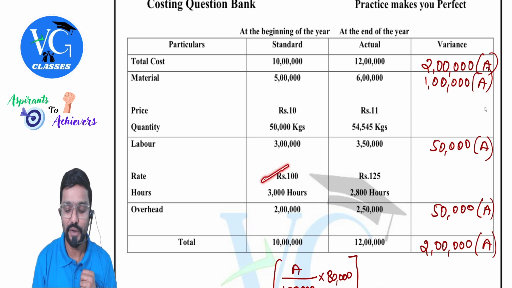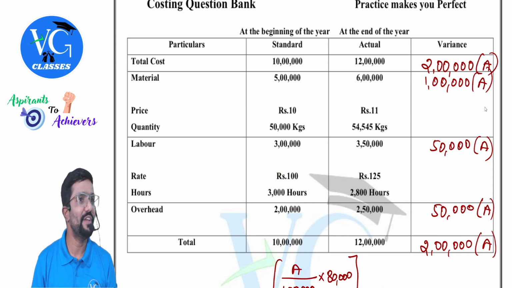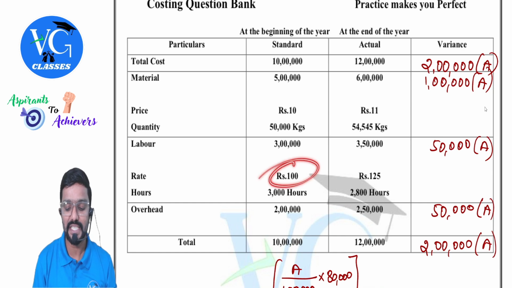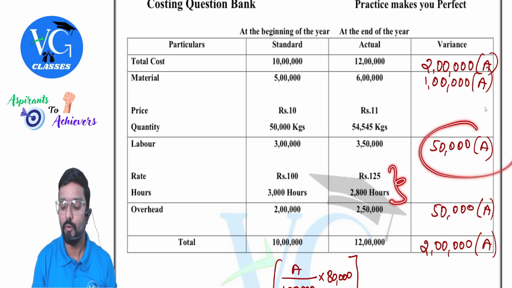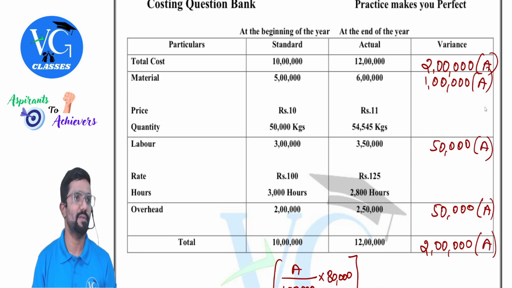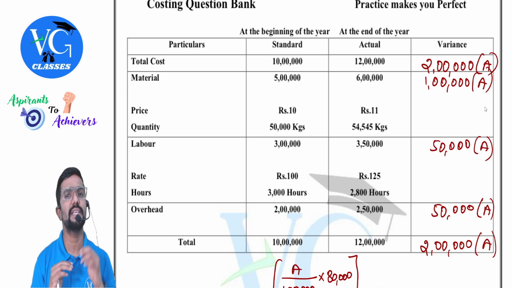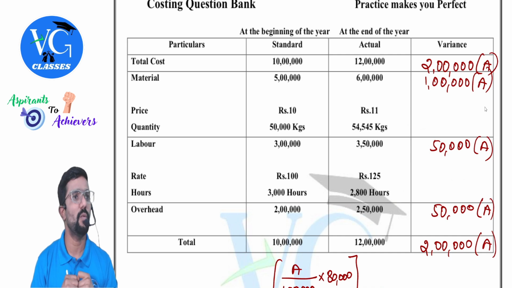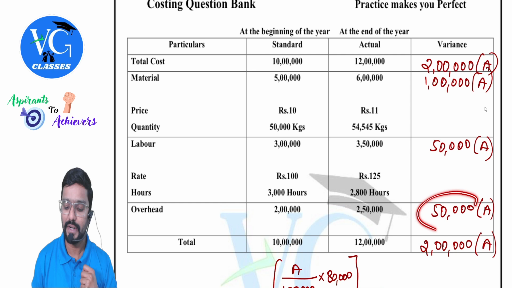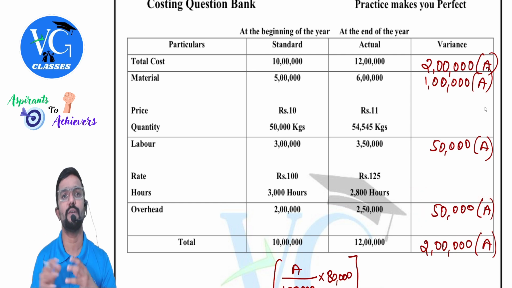But with respect to rate, we have paid more. Instead of paying 100 standard rate, we have paid actual rate 125. So here we will get adverse. So if I net adjust both, we will get overall 50,000 adverse. Clear? So when do we have adverse labor variances? Either you have used excess hours or you have paid excess to the workers. Same way we will try to figure out the reasons for this 50,000 adverse also.